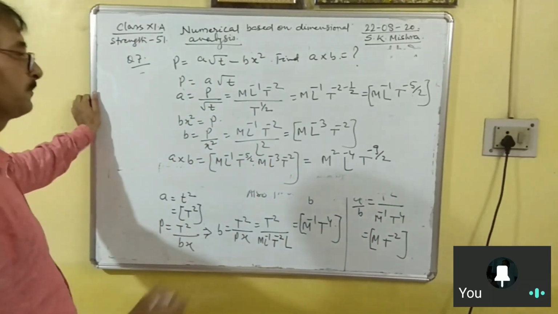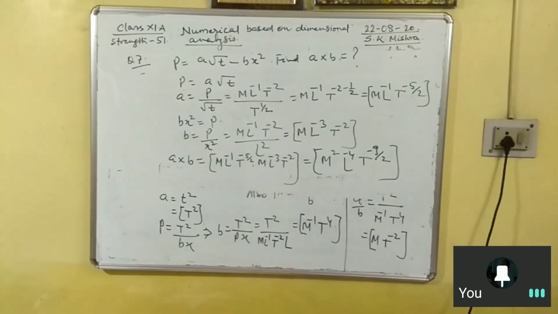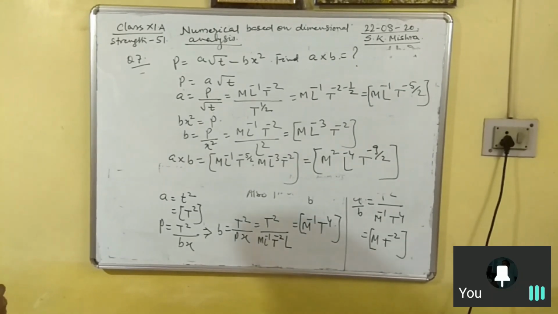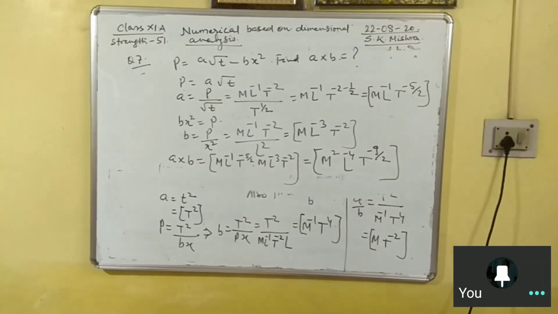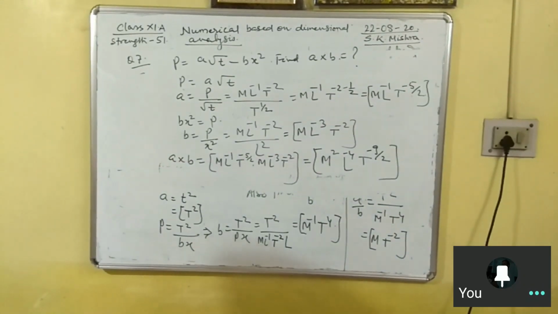Minus 9 by 2. Yeah? M raised to 2, t raised to minus 4, L raised to minus 4, t raised to minus 9 by 2, or something different. So just check the result. T raised to 2 to the 4, minus 5, minus 4, minus 9 by 2. Okay. So it's minus 9 by 2. For a, yeah, you can ask.